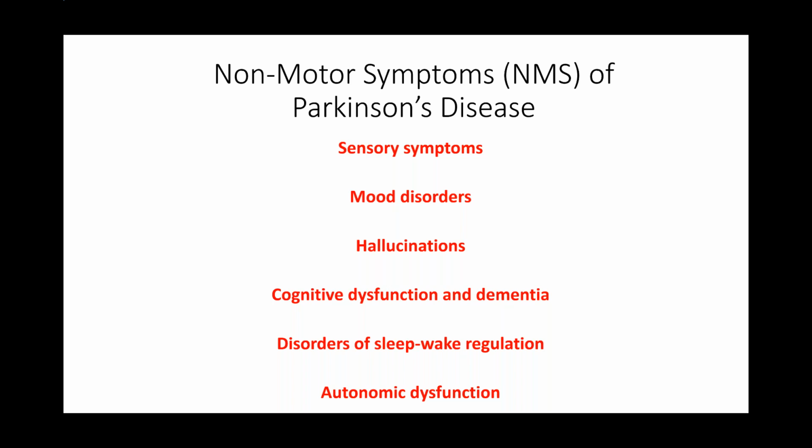Disorders of sleep-wake regulation, and the most common one to mention here is probably REM sleep behavior disorder, where some people with Parkinson's disease act out dreams at night when they're sleeping. And then finally, autonomic dysfunction. And so this is when the parasympathetic and the sympathetic nervous systems aren't working properly. And people can develop issues with their blood pressure, particularly when they stand up. They may notice that their blood pressure drops. Problems with their bladder function, and problems with constipation. And in men, erectile dysfunction is often seen.